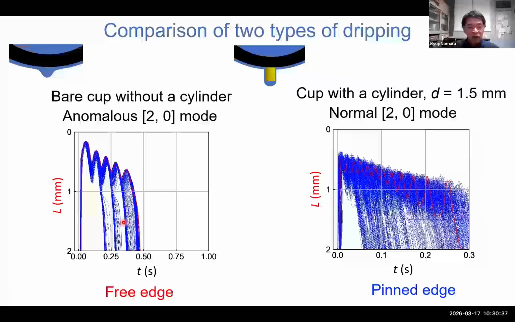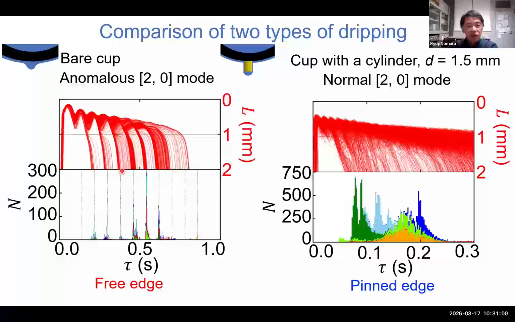Now, flow rates are gradually changing, but the change of this trajectory was not smooth. It moved to another step like this. So it keeps this dripping period, even if the flow rates are changing. Okay, let me stop here.